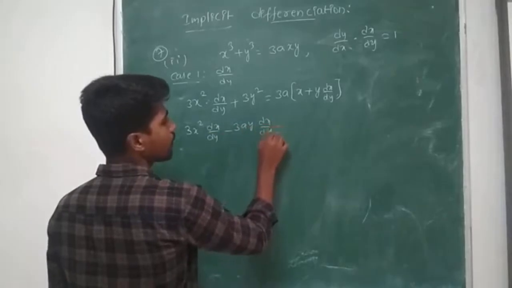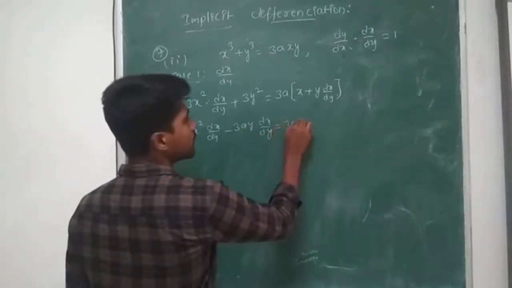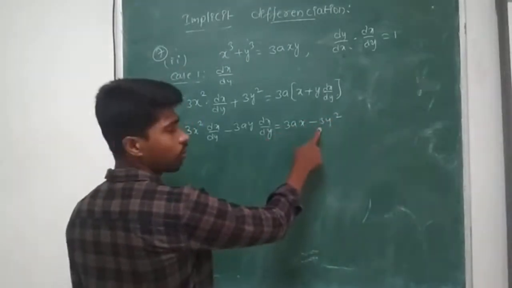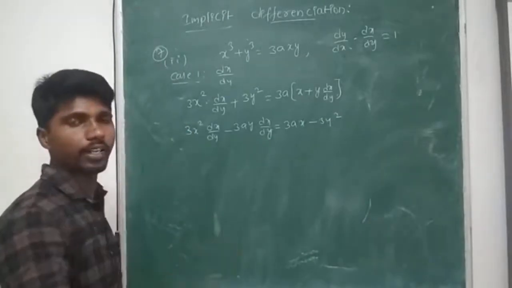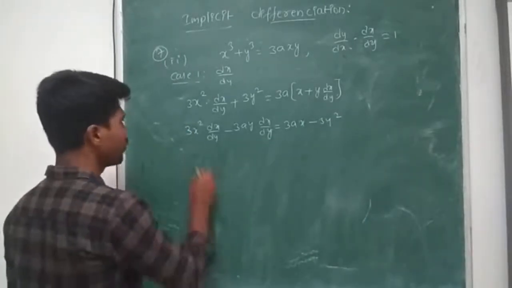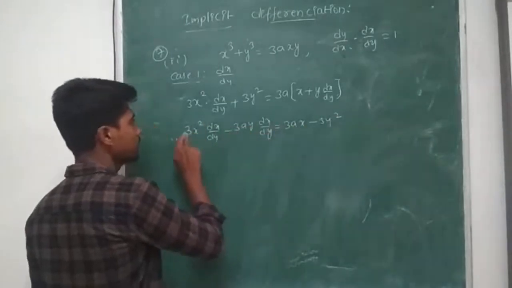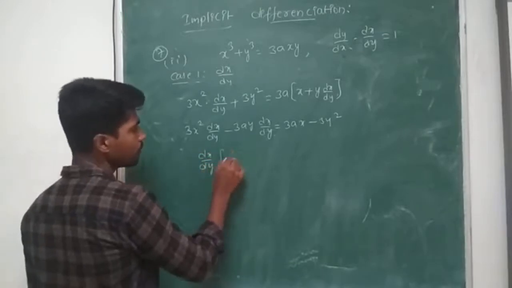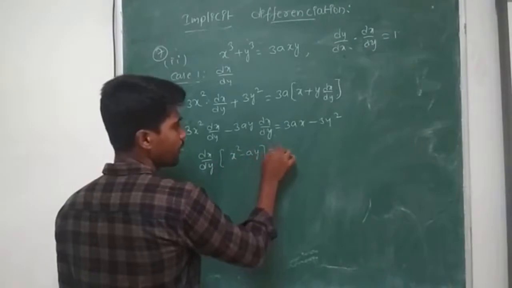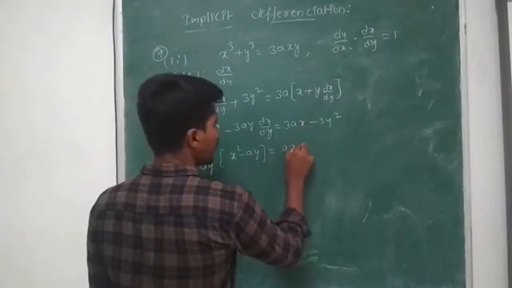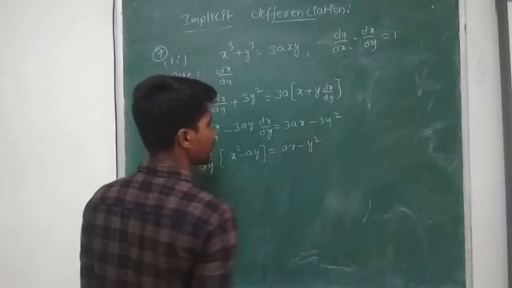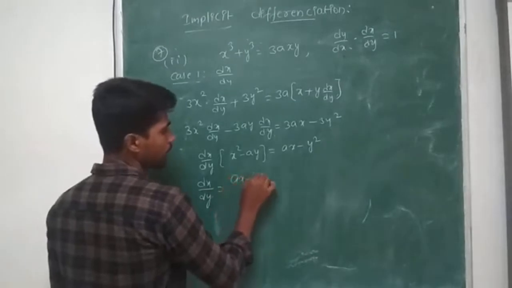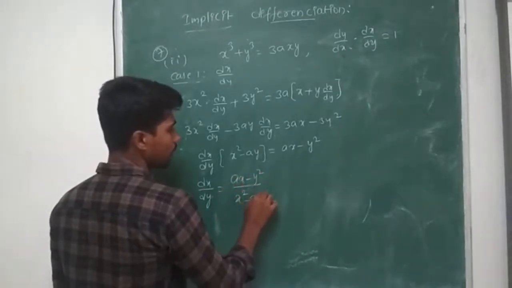which is equal to 3ax minus 3y square. You see, everything we have a 3, so all the terms contain 3. So we can take 3 common and eliminate it. If I eliminate all the 3's, just don't cancel like this. Take 3 common and eliminate, and take dx by dy common. I get x square minus ay, which is equal to ax minus y square. So dx by dy is equal to ax minus y square by x square minus ay.